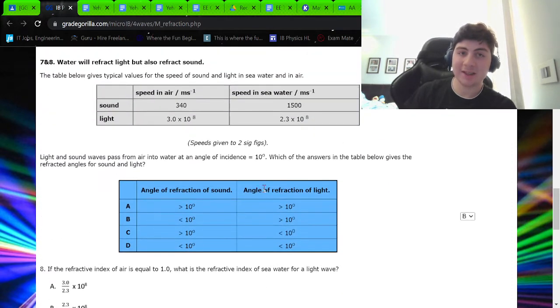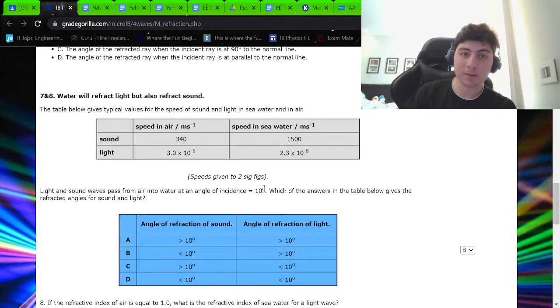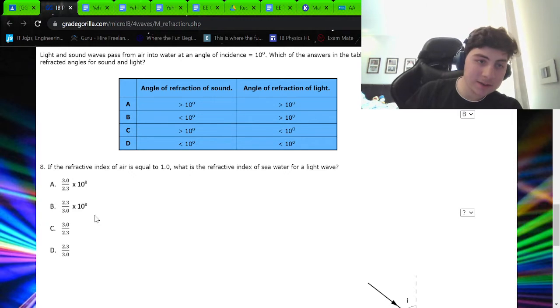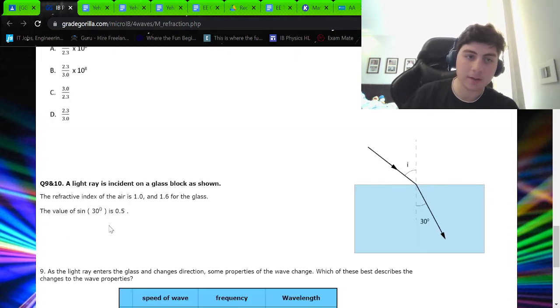So, speed divided by the index. So, speed divided by 2.3 times 10 to the 8. So, it's either A or C. Oh, no, it's A for sure. What am I saying, man? It can't be 10 to the 8, man. Okay.